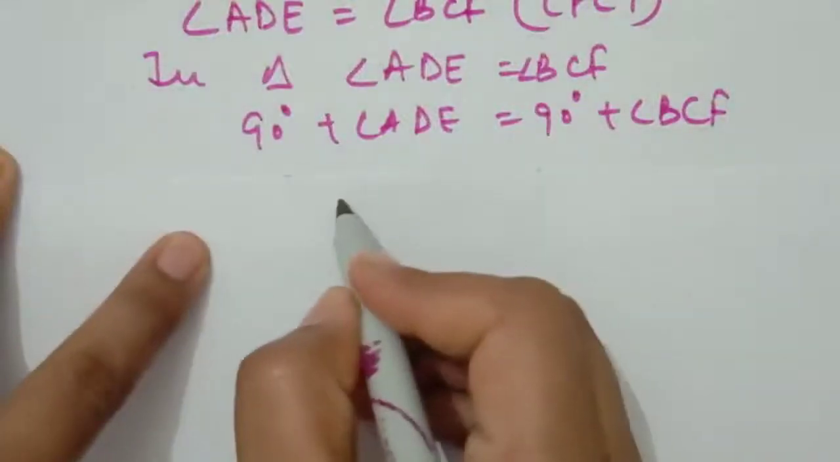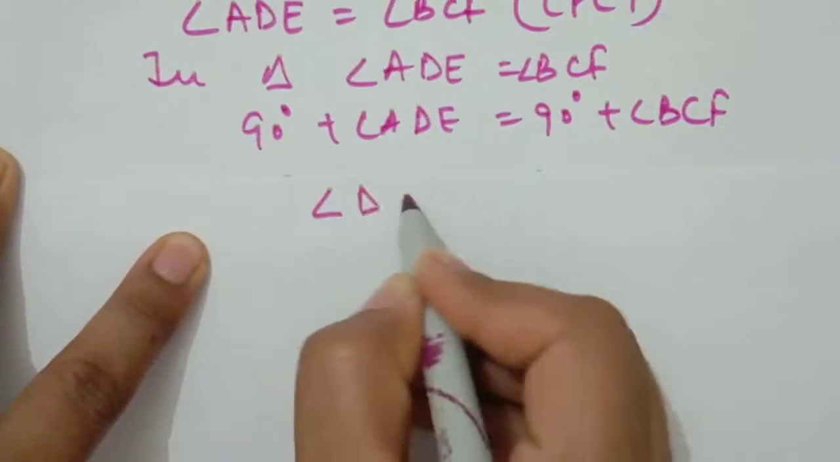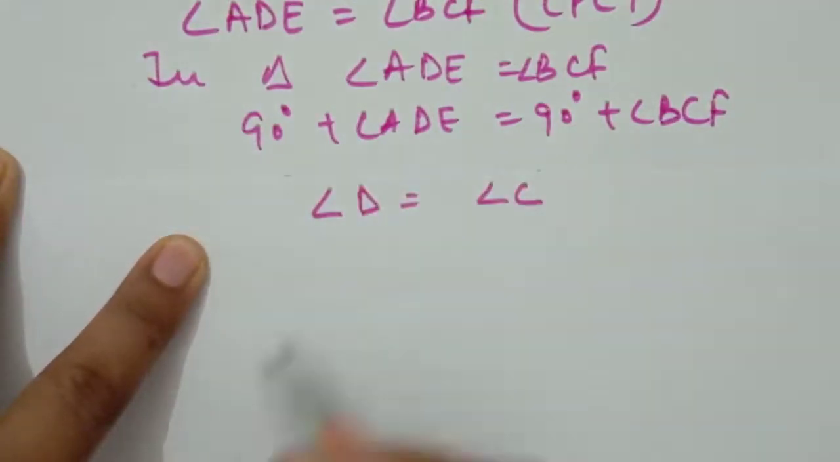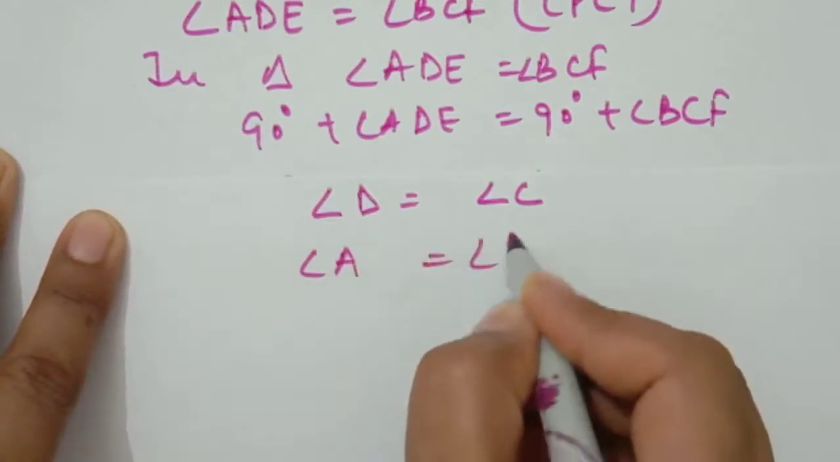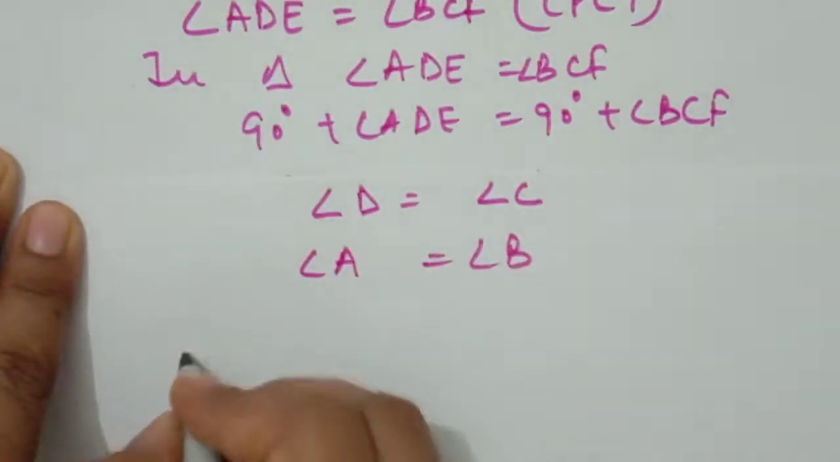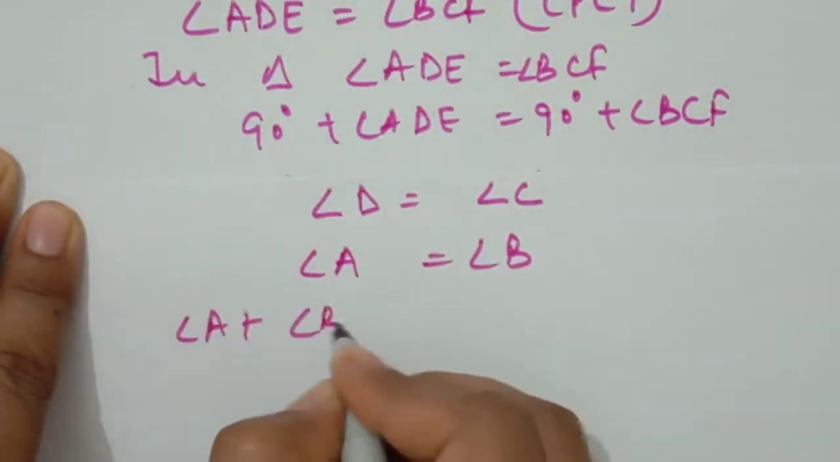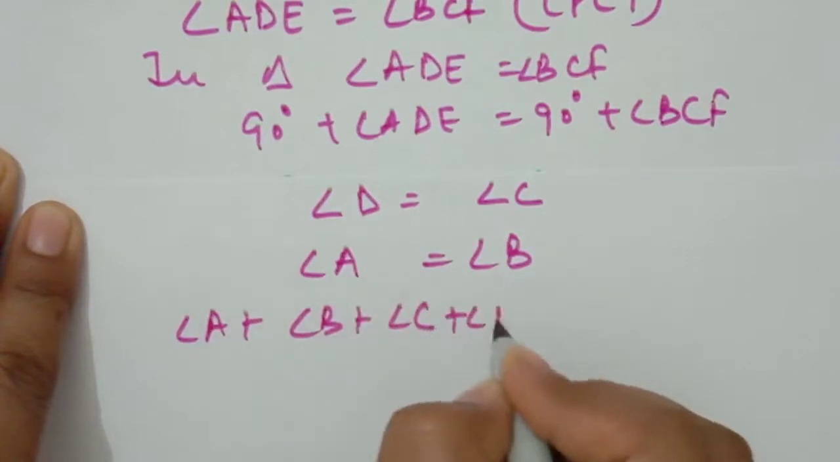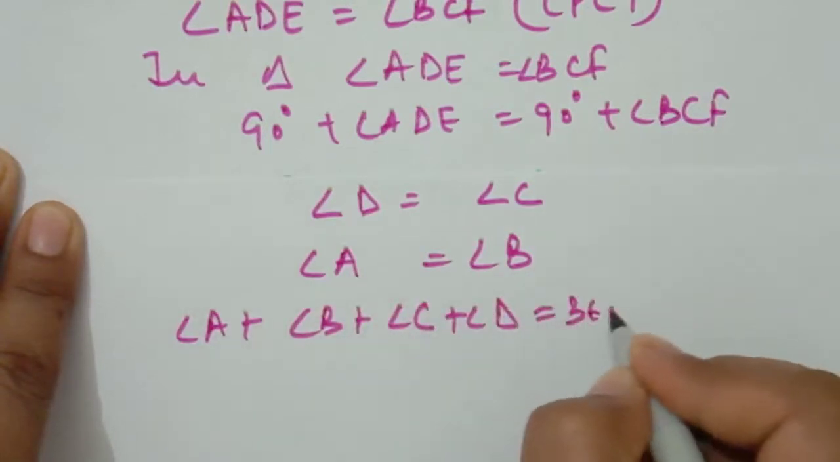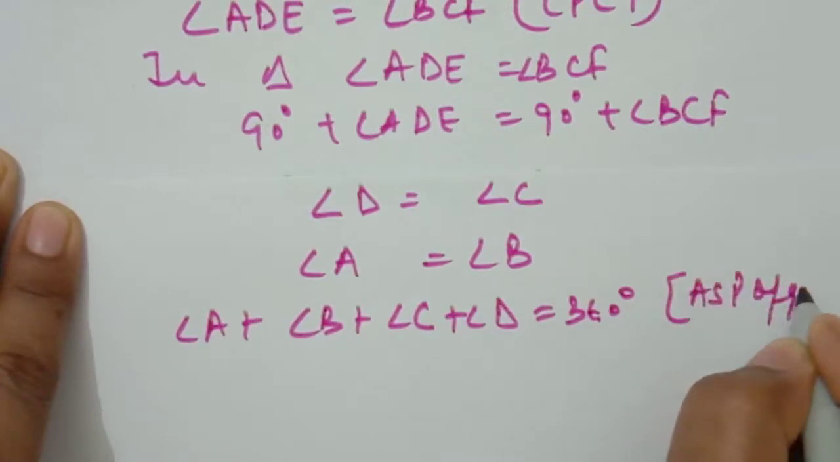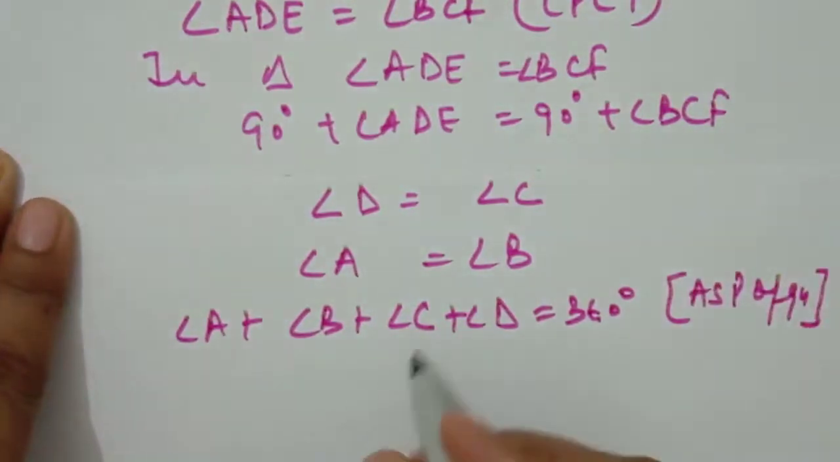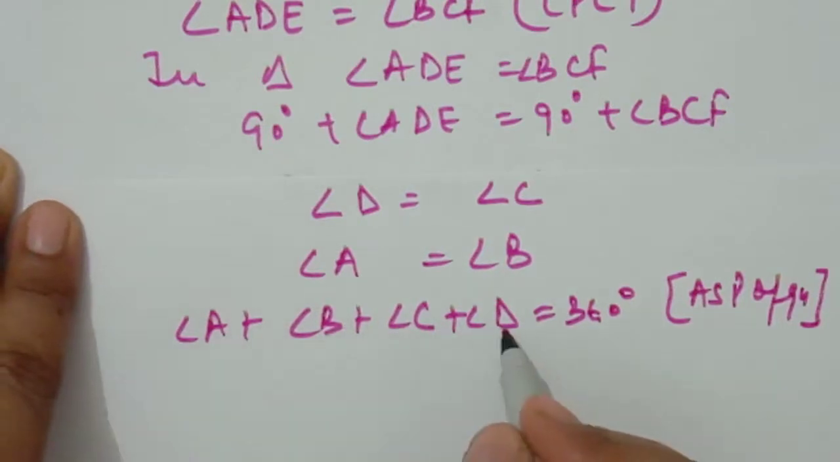So students, now angle D is equal to angle C. We already proved that angle A is equal to angle B. So we know very well that angle A plus B plus C plus D is equal to 360 degrees, by the angle sum property of a quadrilateral. So A is equal to B and C is equal to D.